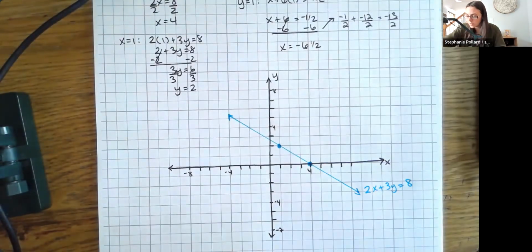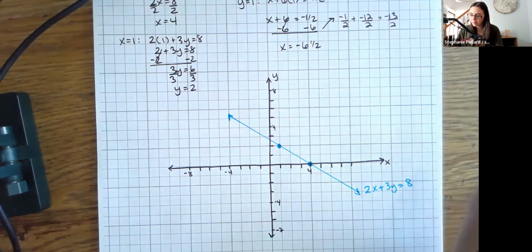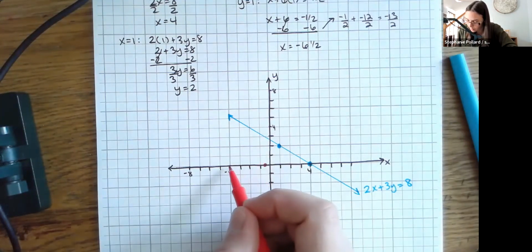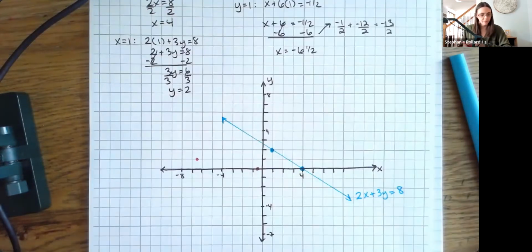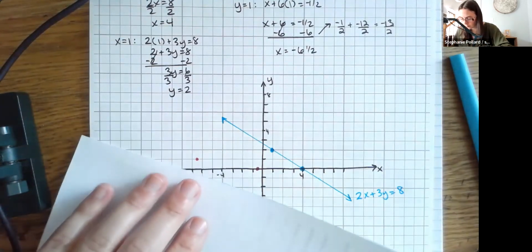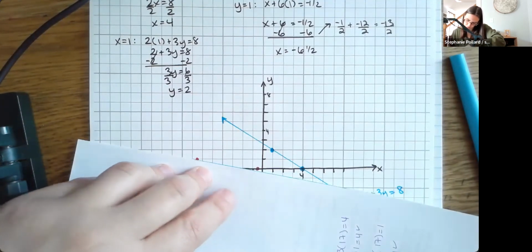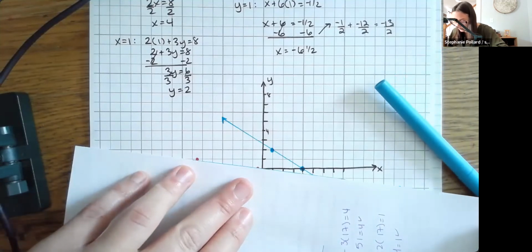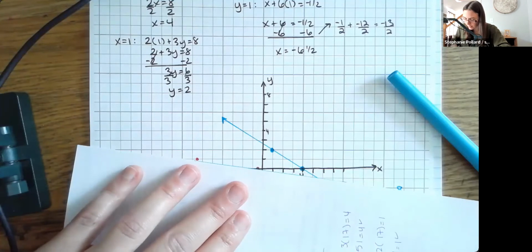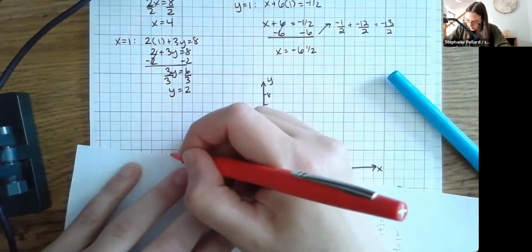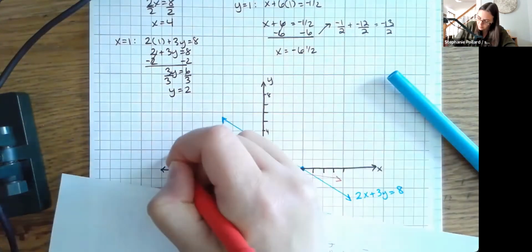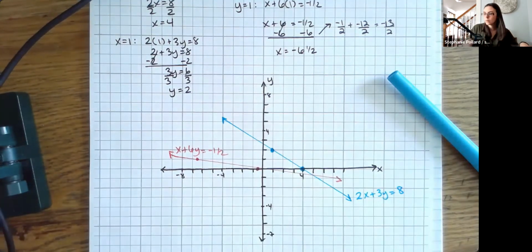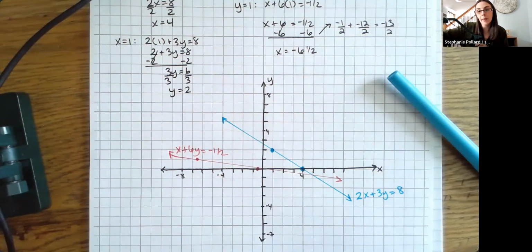And then for my second line, I'll use a different color. My points were negative 1/2, 0, so about right here. And then also negative 6/2, 1. So 4, 5, 6.5, and 1. See if I can get that line going here. And so about like this. So where those lines intersect would be my solution.